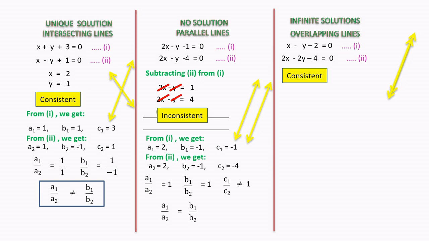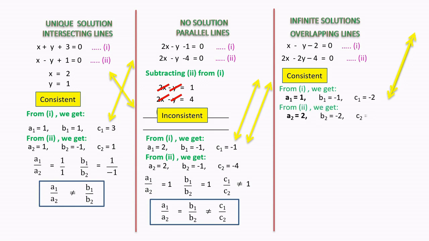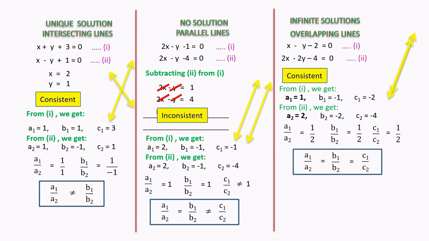Final conclusion. Intersecting lines give one solution, that is consistent. Parallel lines give no solution, that is inconsistent. Coinciding lines give infinitely many solutions, that is consistent. This completes our understanding of consistency and inconsistency both graphically and algebraically.